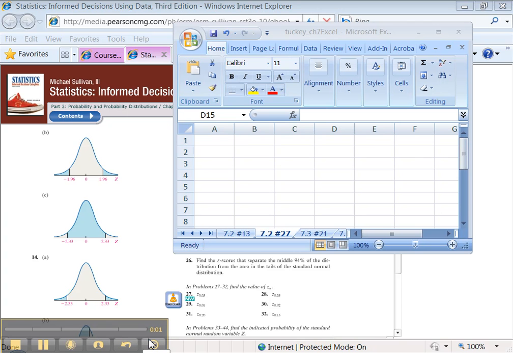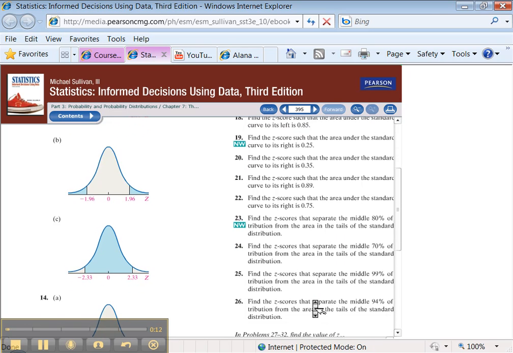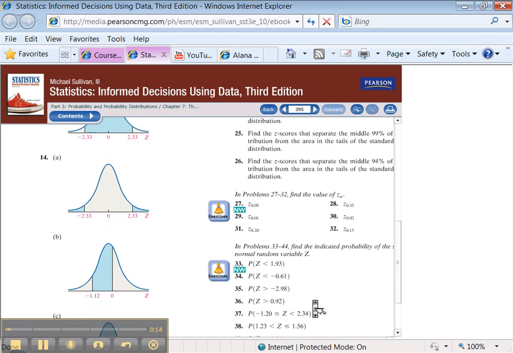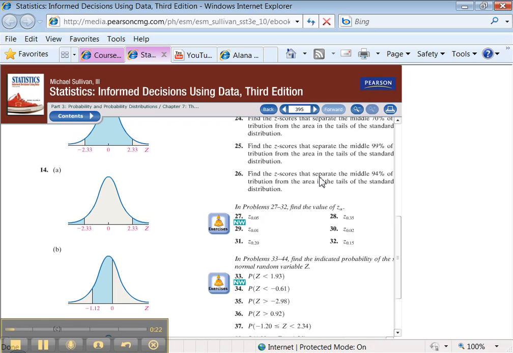So now we're going to move on to 7.2 number 27, which I have right here. It's a little bit small. Let me zoom in for a second so you can see what it says. Scrolling down. All right, it says find Z alpha. That's a Greek letter, alpha. So we're supposed to find Z alpha for Z sub 0.05.